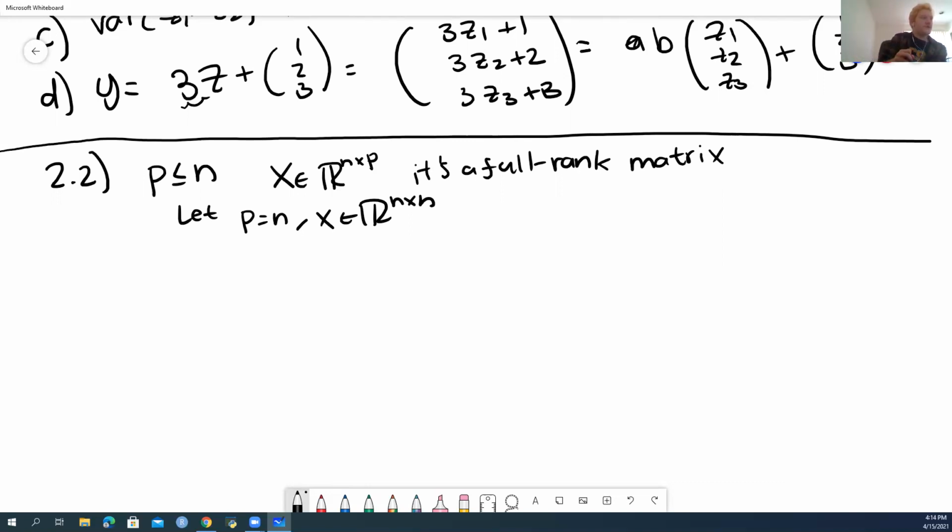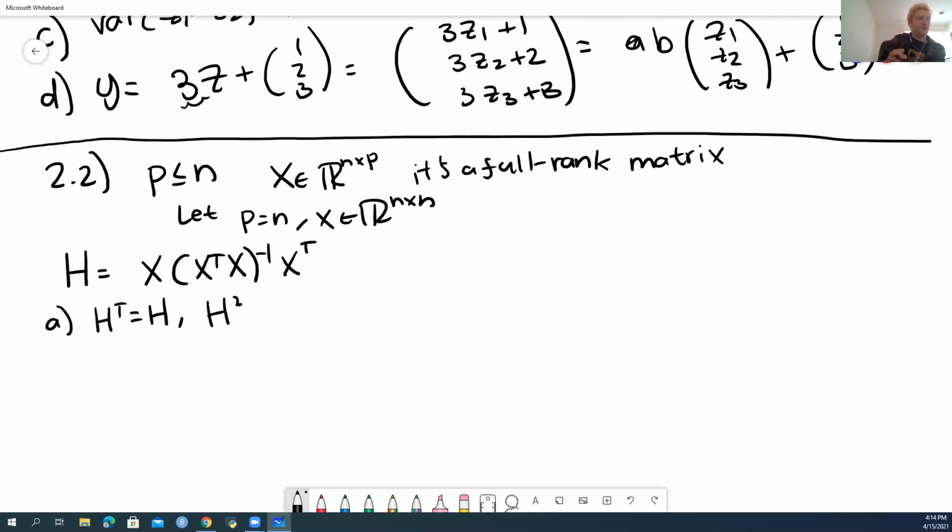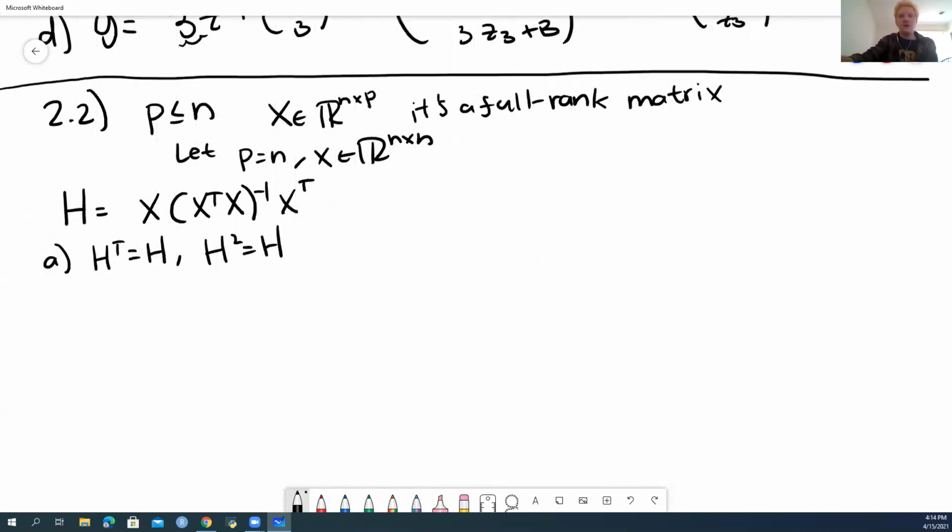Okay, so this is all about the H matrix, which is called the hat matrix, and it's equal to X transpose X inverse X transpose. So for part A, they just ask you to show that H transpose is equal to H, and then H squared is equal to H. I'm not going to do that, but it should be pretty easy. Just literally write it in terms of the X's and then go from there. The next one is for B, it asks you to let V equal the image of X.